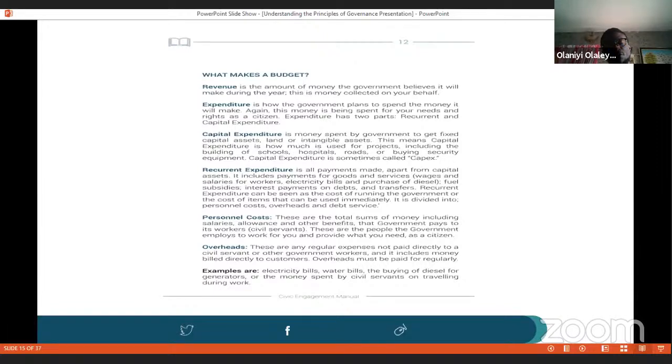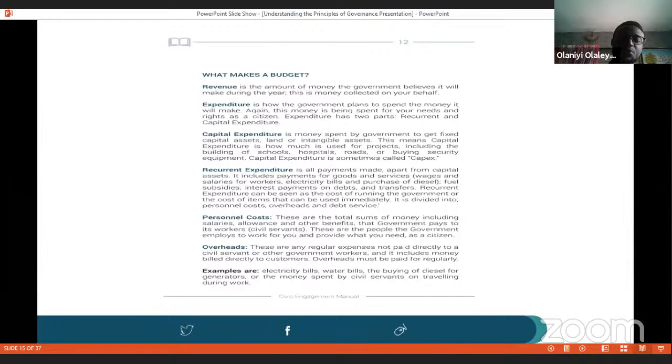So if you look at this history of Nigerian budget, you will be shocked to know that the federal government of Nigeria budgets more on recurrent expenditure than capital expenditure. So they budget more to pay salaries of workers than money that will construct the road, or that will construct the hospitals, or that will construct the schools.